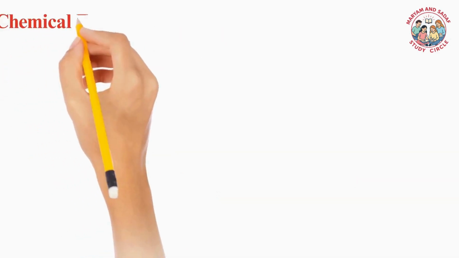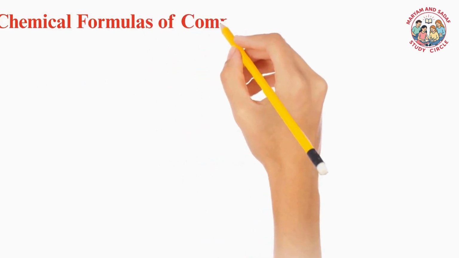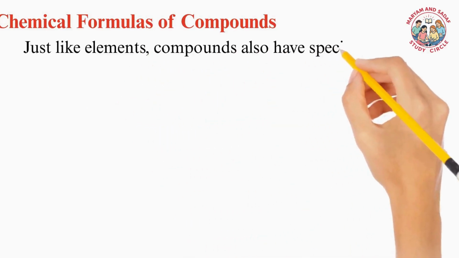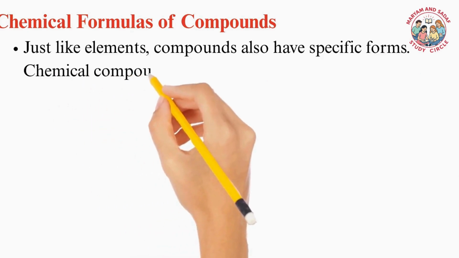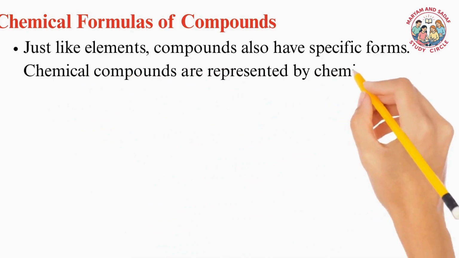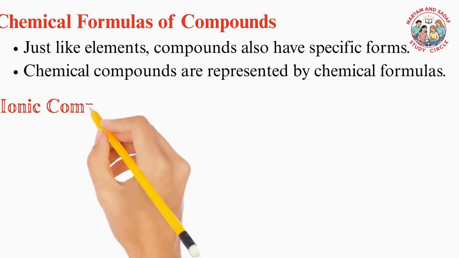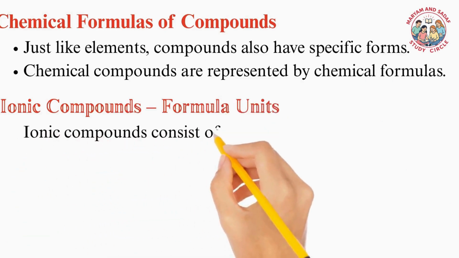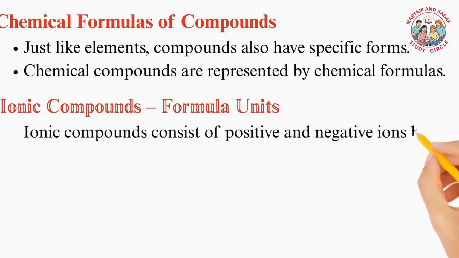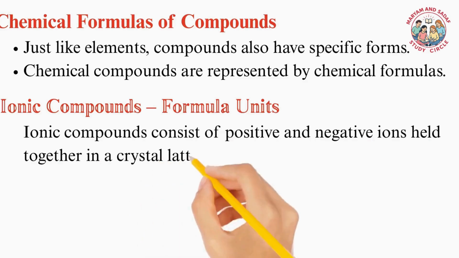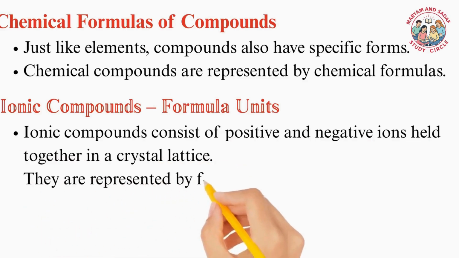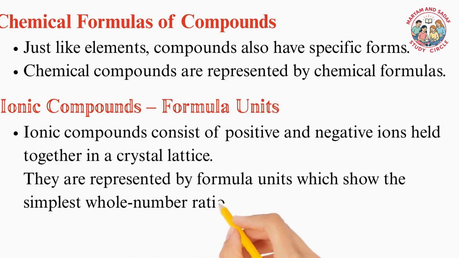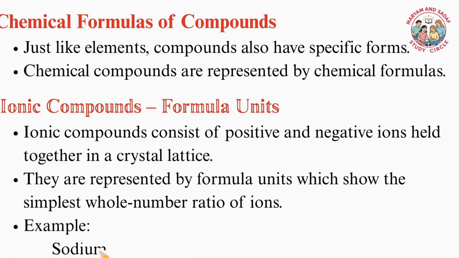Chemical formulas of compounds. Just like elements, compounds also have specific forms. Chemical compounds are represented by chemical formulas. An ionic compound's formula is called a formula unit. Ionic compounds consist of positive and negative ions held together in a crystal lattice. They are represented by formula units, which show the simplest whole number ratio of ions. Example: sodium chloride.